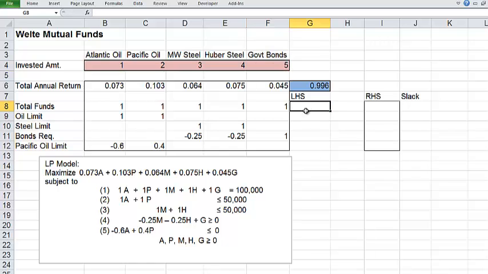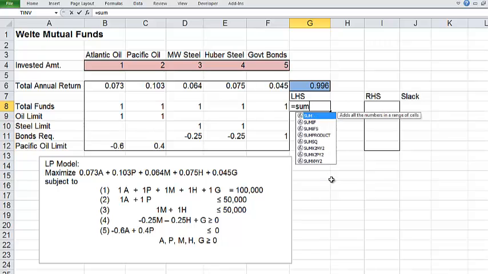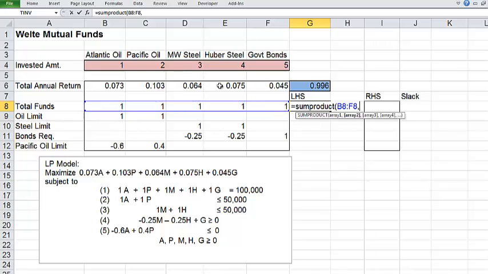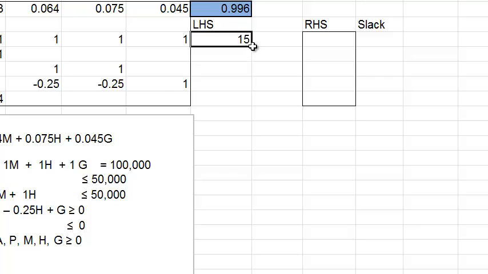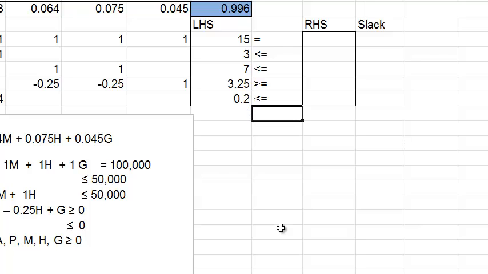Okay, now for the left-hand side of the constraints, again, sumproduct function of the coefficients, comma, and then the variables, and don't forget the dollar signs. Close the parentheses. And then I will just go over here and double click to fill in the rest of the column. Here we put in the inequality signs. First one is equal, second one is less than or equal to, and the third one. Fourth one is greater than or equal to, fifth one is less than or equal to, and on the right hand side we would put these numbers.